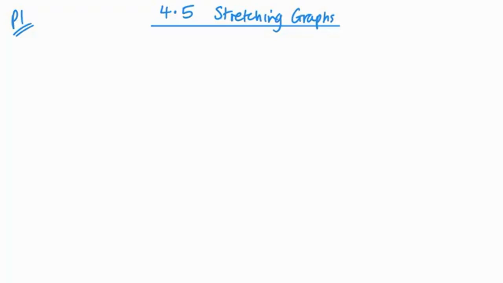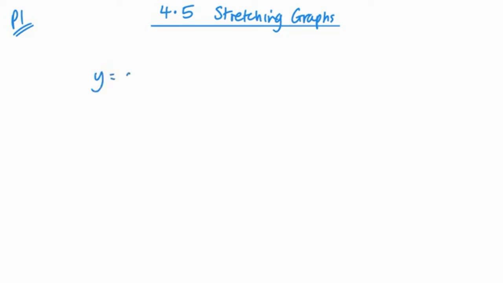Welcome back to P1. Today we're looking at stretching graphs, Unit 4.5. Now we can stretch graphs in both a horizontal and a vertical direction. And much like translations, what happens outside of f of x affects the vertical direction, and what happens inside the brackets of f of x affects the horizontal direction.